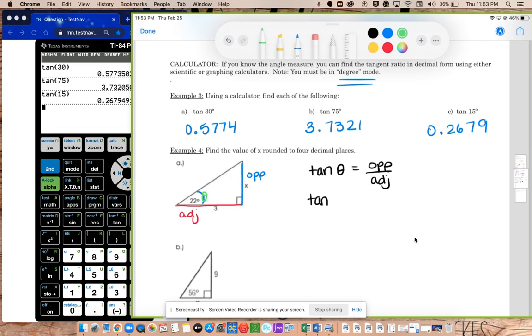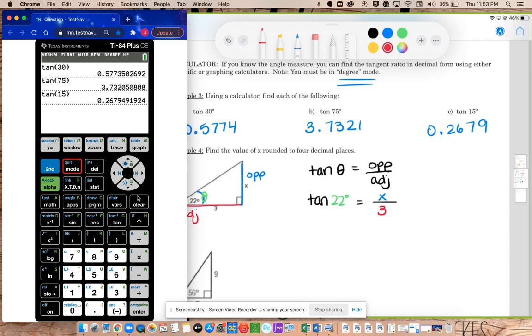So here's our angle down here. It's 22. We know the opposite side. Well, we don't know the opposite side, but we're going to call it x. And we know the adjacent side is 3. All right. Well, tangent of 22 is just some horrible decimal that we're going to get in the calculator.